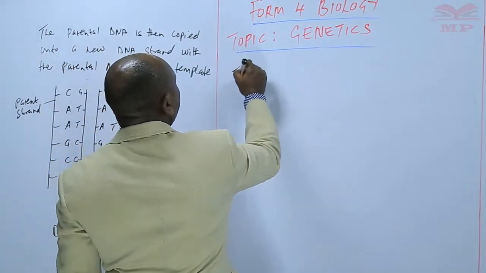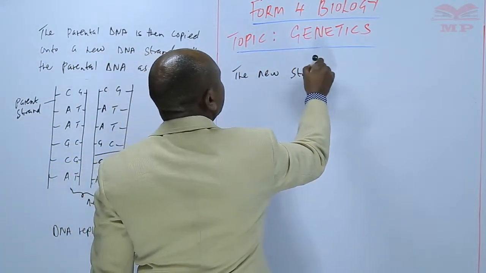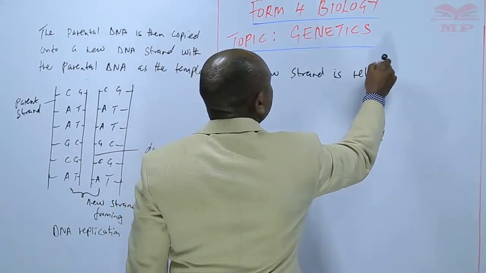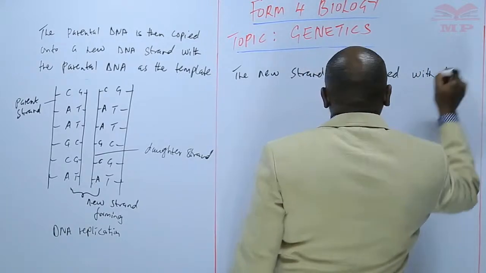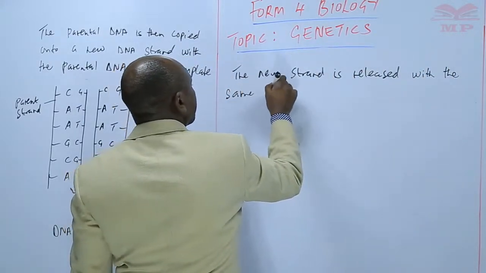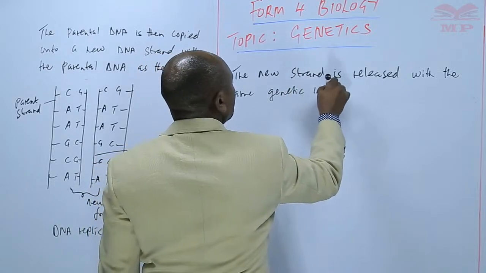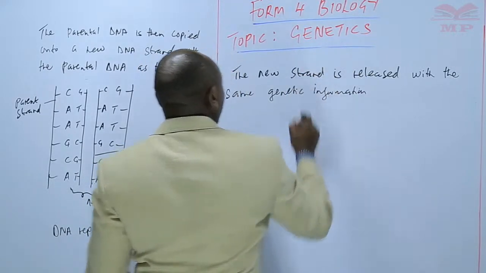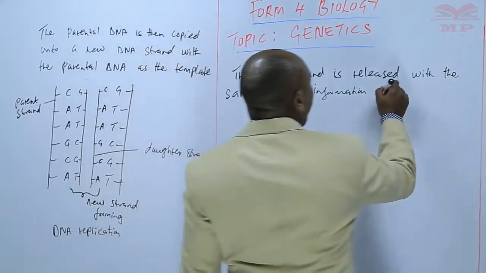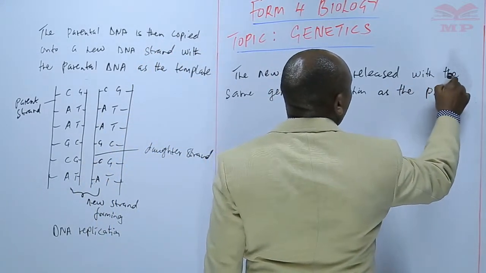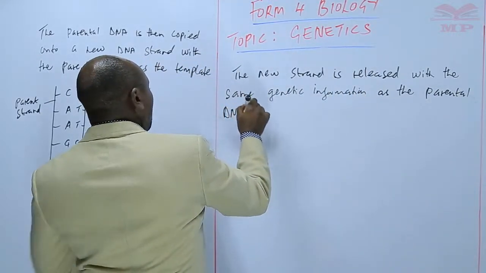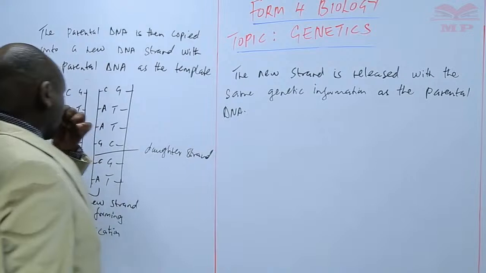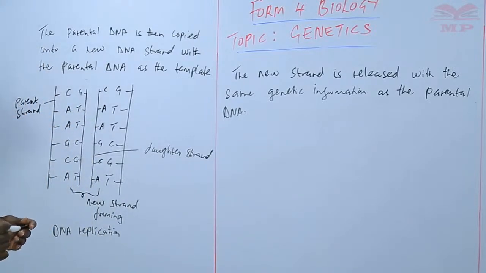Then finally the new strand is released with the same genetic information as the parental or the original DNA. So that is the process that shows how the DNA replicates itself.